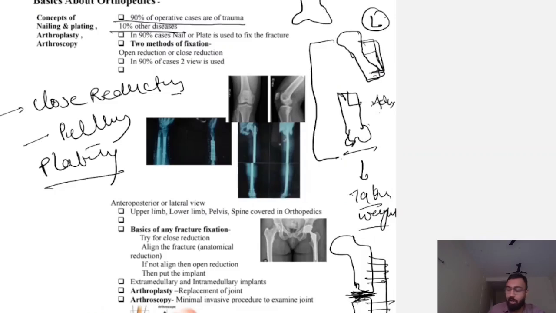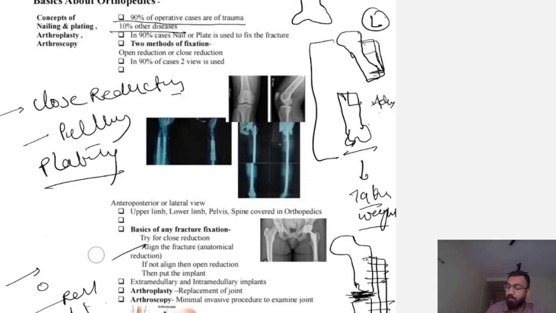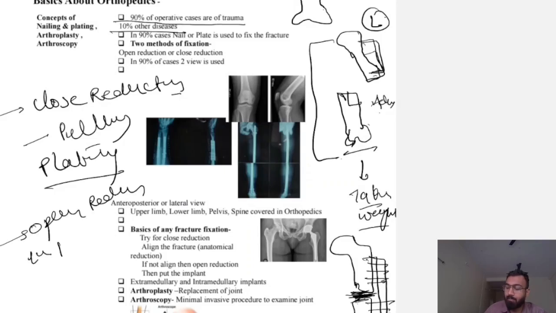Okay, so you have understood one thing, that plating is over the bone. And you have to put screws in the plates. So if you have to put screws on the plate, then obviously you have to do open reduction. So by open reduction, reducing both bone fragments, putting a plate on it and putting the screws, always in plating you have to do open reduction. Okay, so plating is always open reduction, internal fixation.